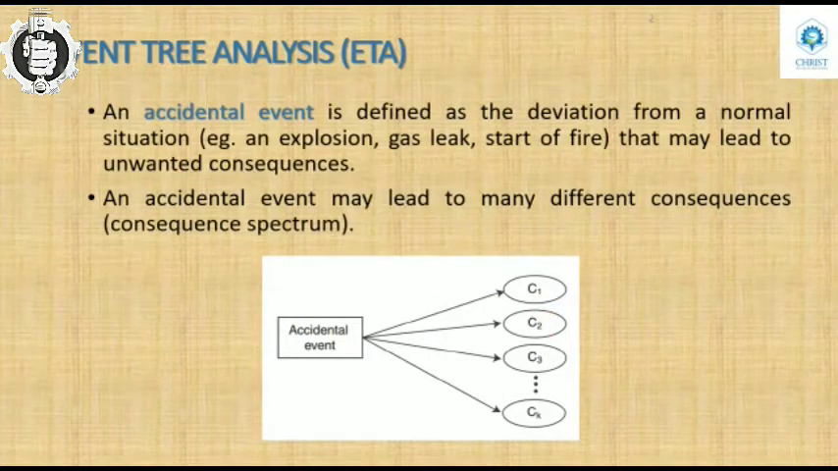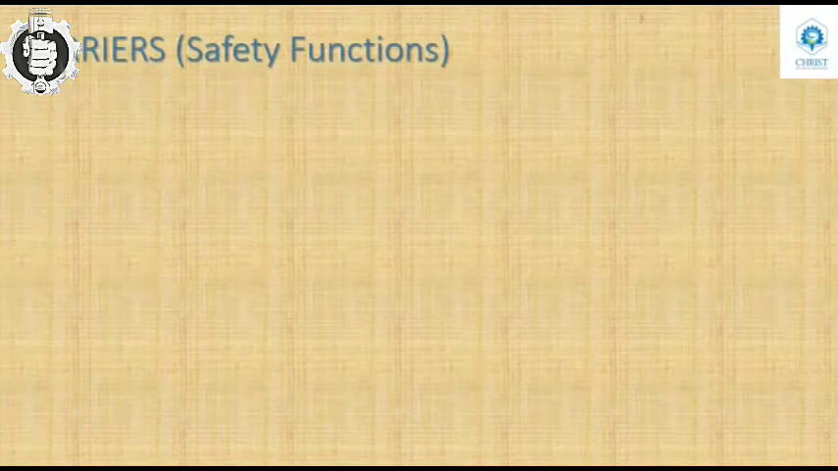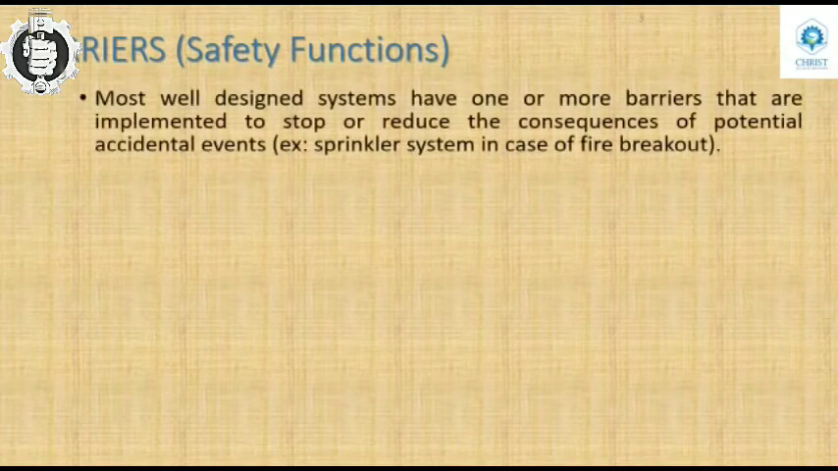We can see this in the coming slides. There are some barriers or safety functions which delay the failure or avoid the total failure or the upcoming failures. Most well-designed systems have one or more barriers that are implemented to stop or reduce the consequences of potential accidental events. For example, we have a sprinkler system in case of fire breakout, which can control the fire or the total loss. Most well-designed systems, like large buildings or new generation buildings, have one or more barriers like fire extinguishers to stop or reduce the consequences of the fire breakout.